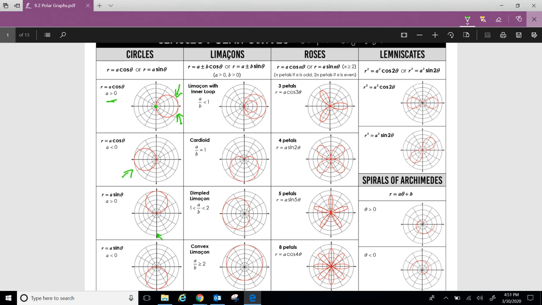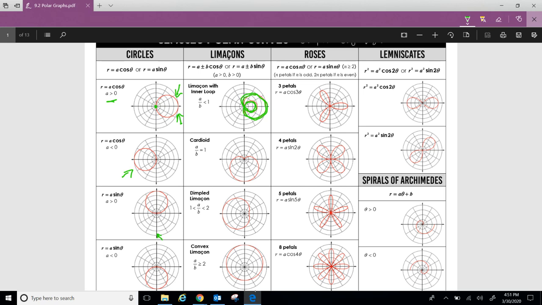The next column are called limaçons. I've heard of them called limaçons too, but I think it's limaçons. So we have four different types of limaçons. The first one, and you guys were trying to name these last week, so they should look somewhat familiar to you, is where we've got a circle-ish kind of thing with an inner loop. So it is actually graphed this way. Notice how it went all the way around and then it makes that inner loop.